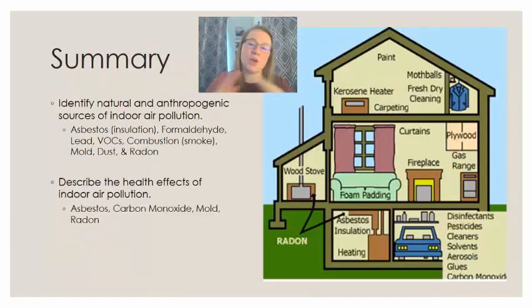Now, in summary, and I know this was a lot of information, and feel free to send me questions here for any clarification. You need to be able to identify natural and anthropogenic sources of indoor air pollution, and you need to be able to describe some of the health impacts associated with those indoor air pollutants. Again, in this diagram, this lists some of the many sources of indoor air pollution. You should be able to identify some of these on your own without having to look at the diagram, or be able to make your own diagram in your notes.